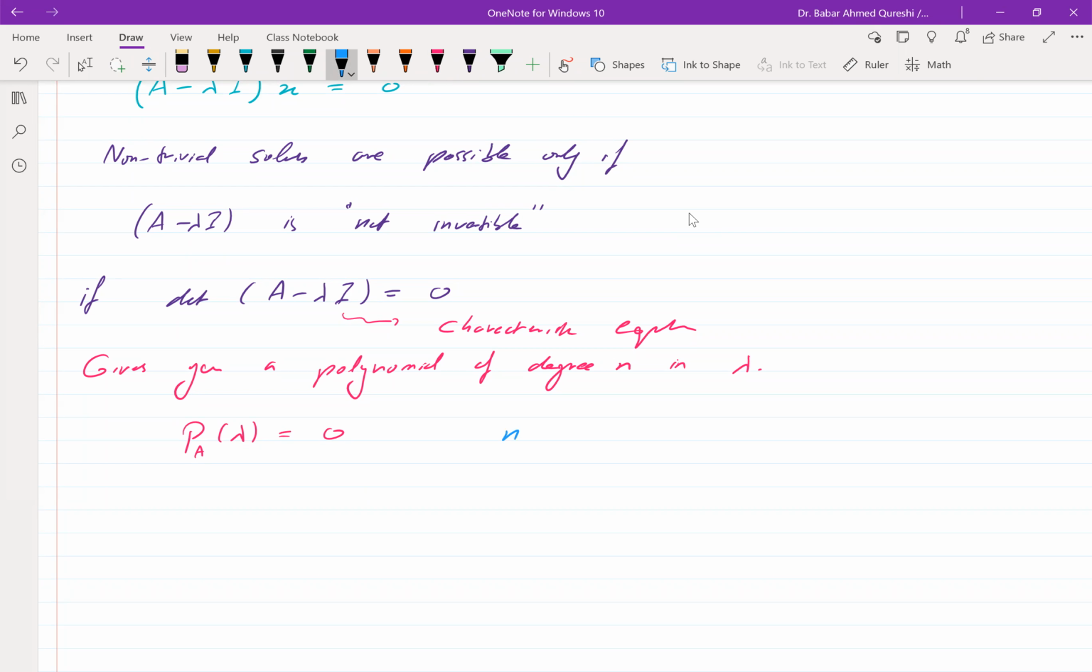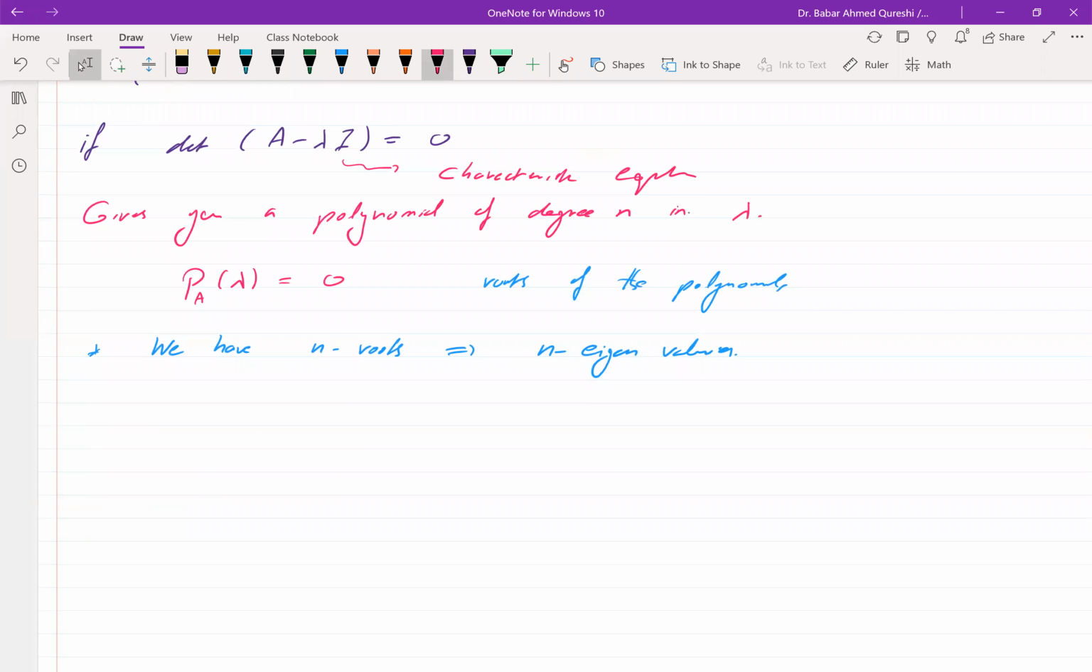These are called the roots of the polynomial, the values of lambda for which this polynomial is 0. And if you have a polynomial of nth degree, you have n roots. That means you have n eigenvalues. So for any matrix which is n by n, you will have n eigenvalues for that matrix.